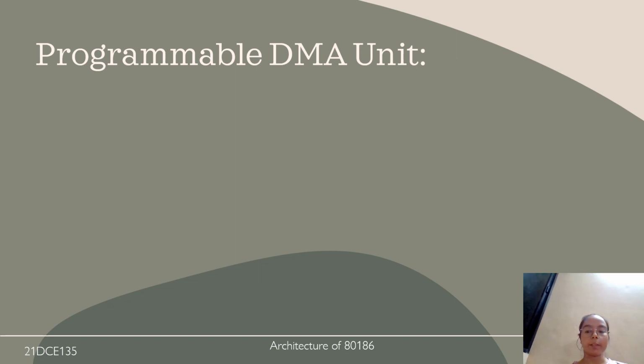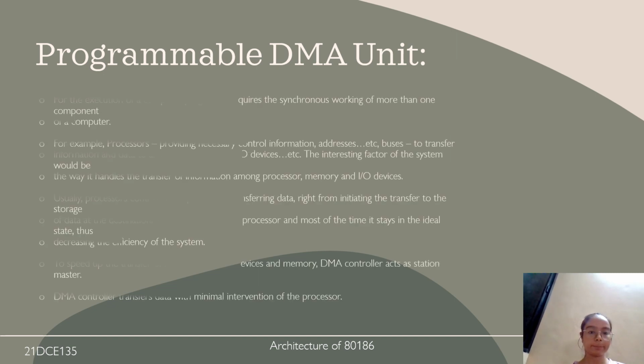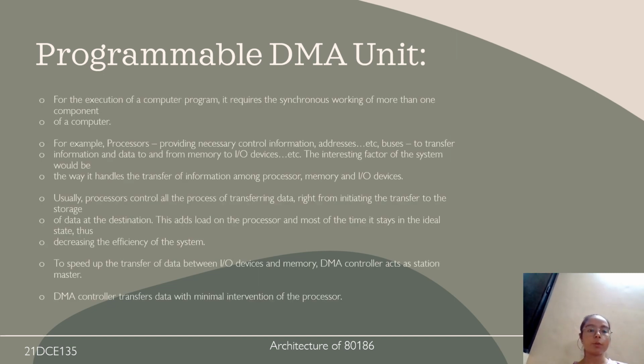Now we see the programmable DMA unit. For the execution of a program, a computer requires the synchronized working of more than one component. For example, the processor provides necessary control information and address buses to transfer information and data from memory and I/O devices. The system must handle the transfer of information among the processor, memory and I/O devices.